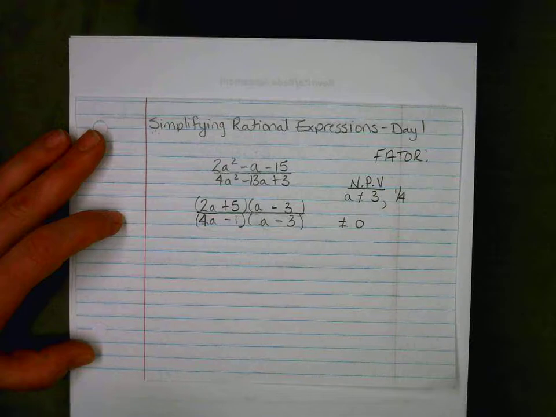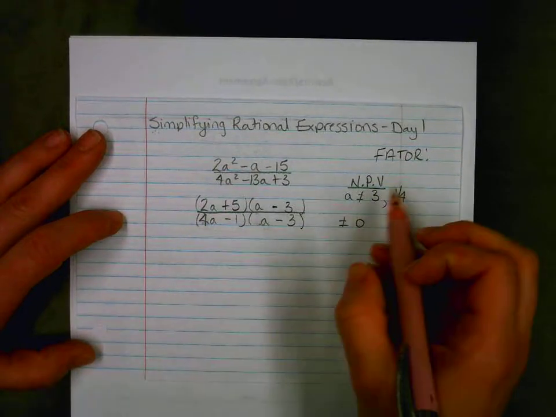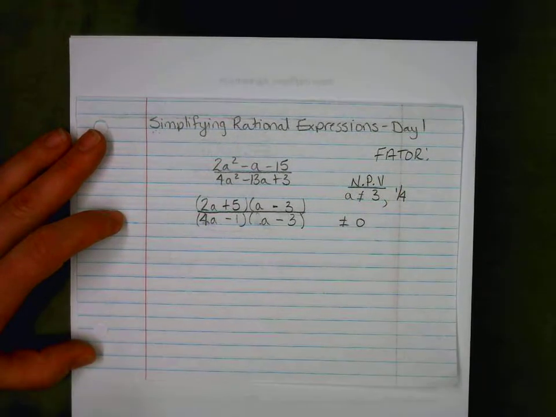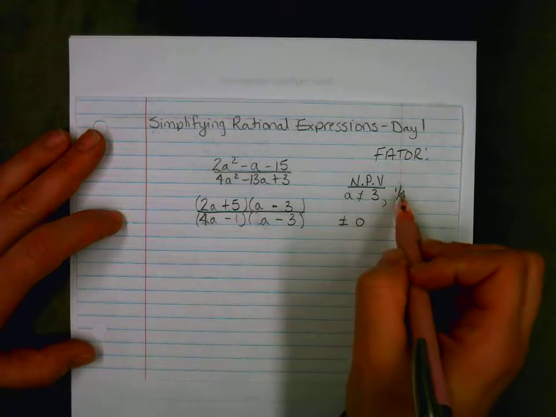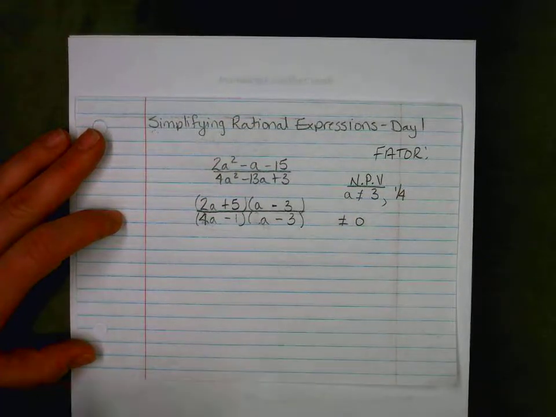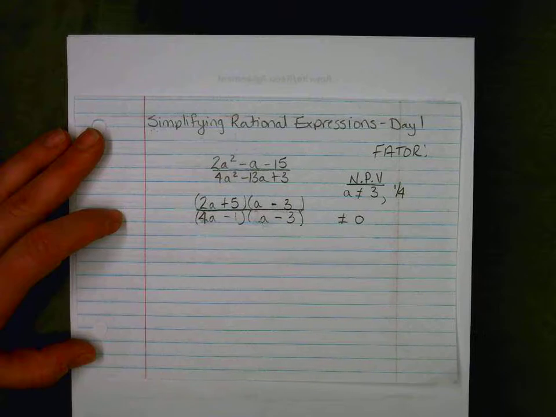So whenever we're working with rational expressions, we always have to consider our non-permissible values. And we consider these after we factor. So we're still going to always factor first and then talk about non-permissible values.